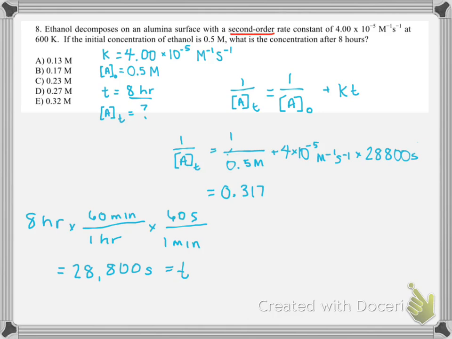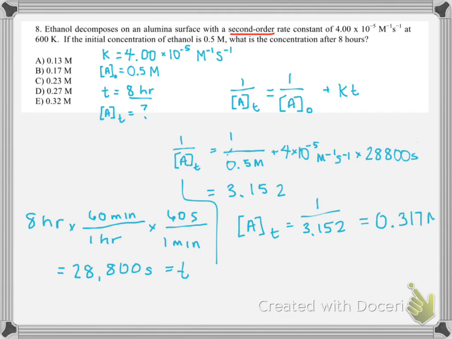And then if you do 1 over that, I got ahead of myself. I'm sorry. Okay, when you solve everything on the right, you get that it's 3.152. And so [A]t is going to be equal to 1 over that, which is going to be this 3.17 molar. Okay. And so this matches pretty closely to answer E, which is the right choice.